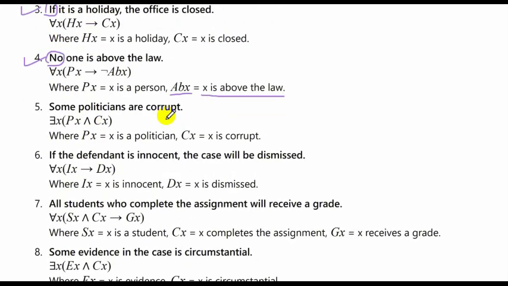Next, some politicians are corrupt. When we use "some", we have to write for some x there exist these politicians and they are corrupt. Wherever we are using the existential symbol, we have to use the and symbol. Next is another "if", the simplest statement. Wherever there is "if", we represent it with the universal symbol: for all x, if there is a defendant who is innocent, that implies that the case will be dismissed.